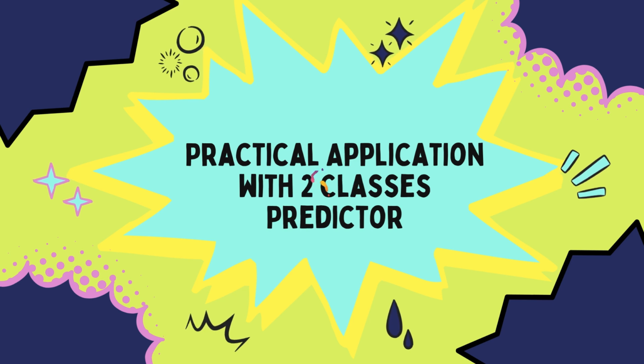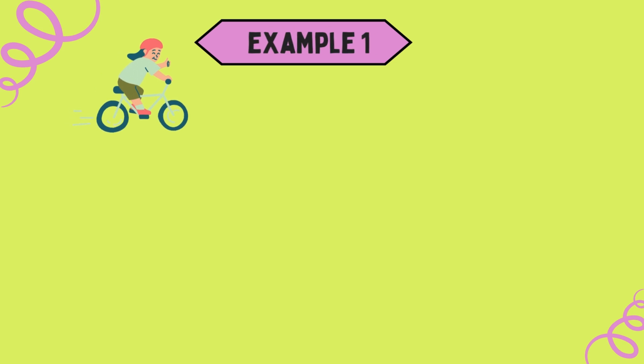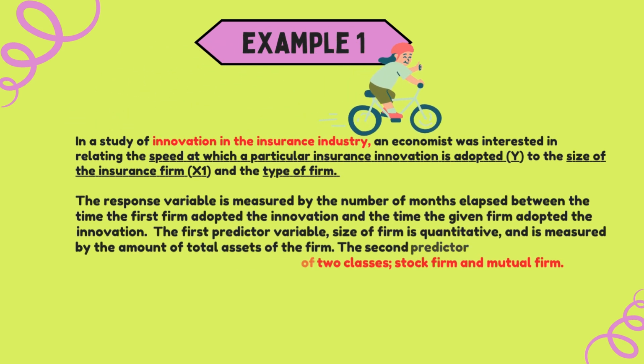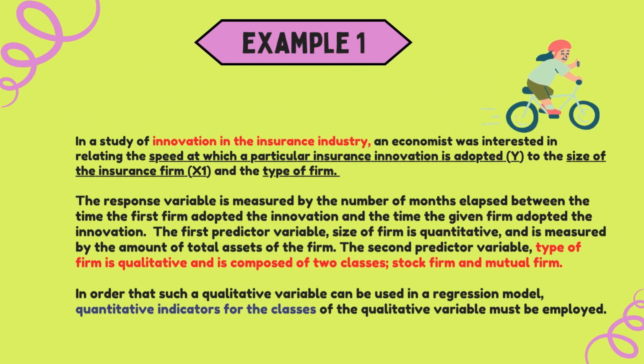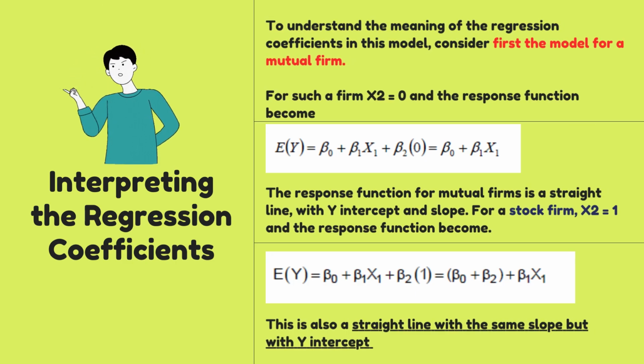Second, the practical application with two classes of predictor can be seen in Example 1. The study involved the innovation in the insurance industry, with the speed at which a particular insurance innovation is adopted representing Y, the size of the insurance firm representing X1, and the type of firm, stock and mutual firm, representing the qualitative predictor with two classes. The interpretations, dataset, output from the SPSS, and the solutions are as shown.